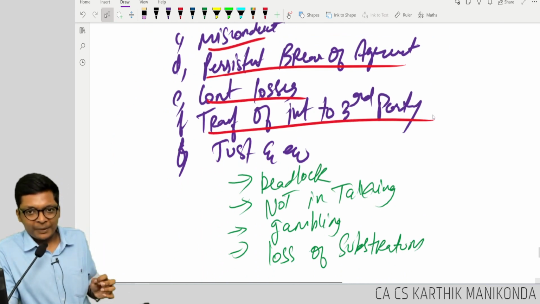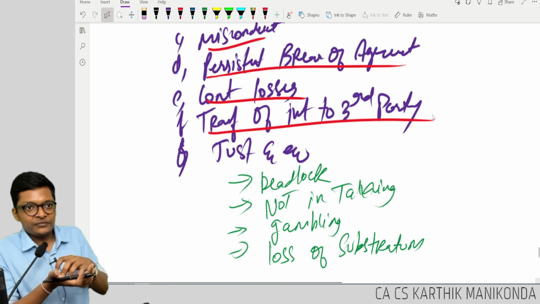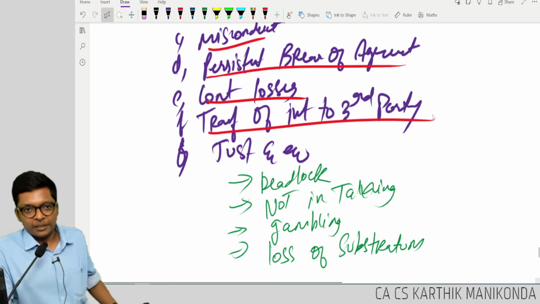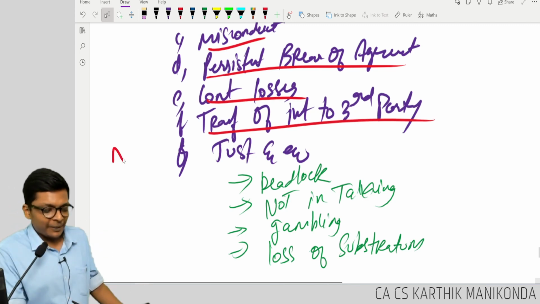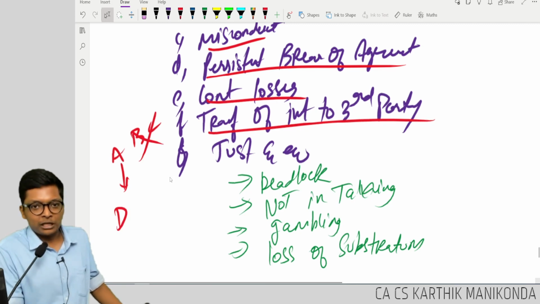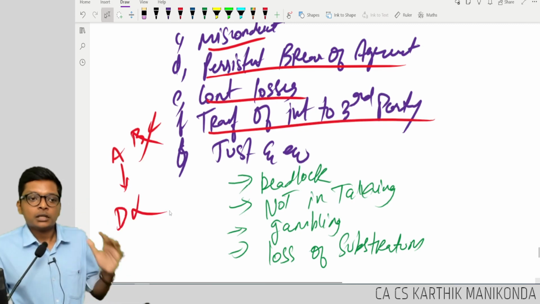Transfer of interest to third party. The partner transferred his interest to some new partner without the consent of other partners. Other partners are not happy. Three partners, A, B, C. A transferred interest to D. B and C are not satisfied. So the firm will be dissolved.